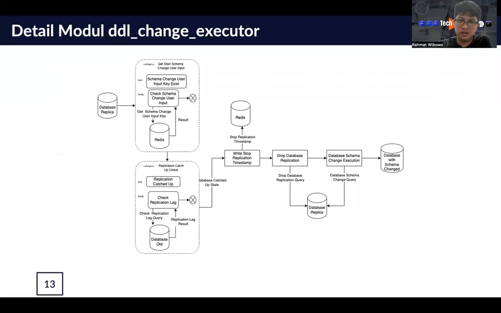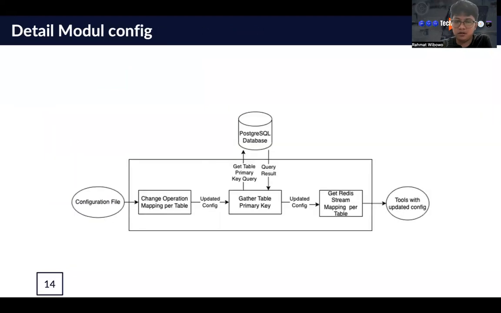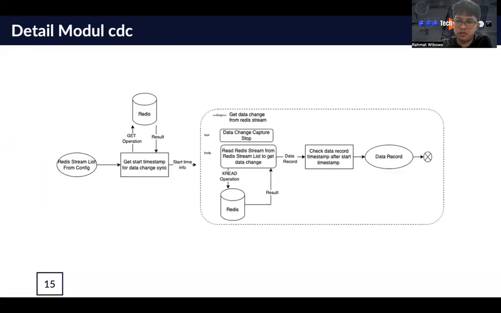This is the detail of the change executor. You can see the details in the report, and this is for the config. The mapping is per table, and I'm doing some queries directly to the PostgreSQL database to get the primary key. This is for the CDC module.